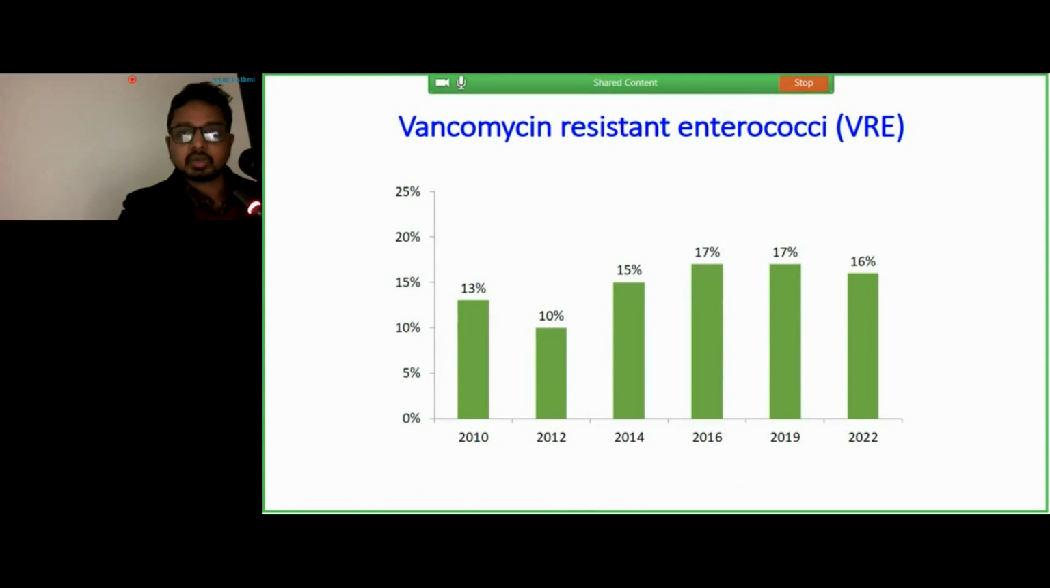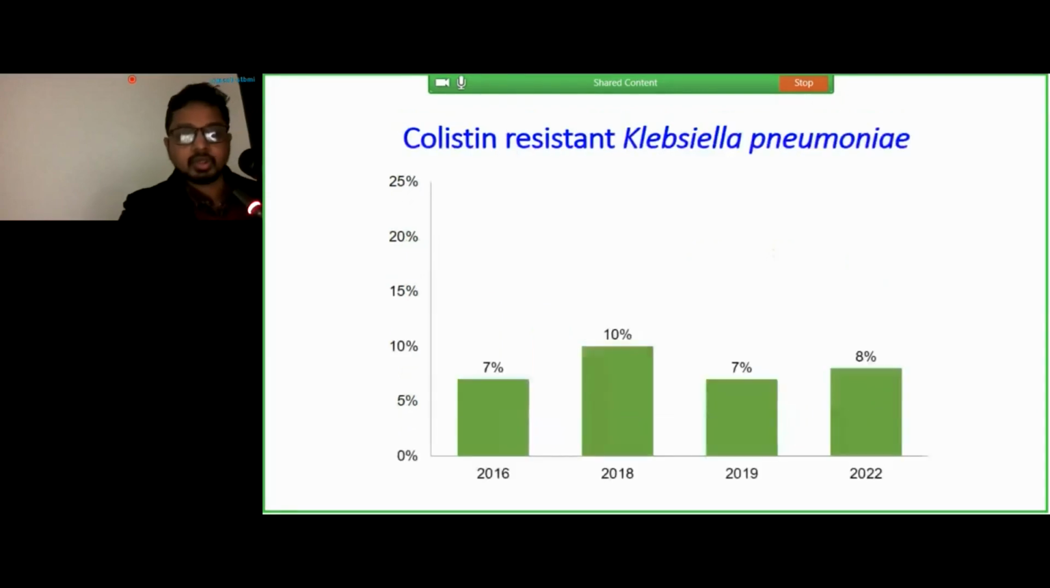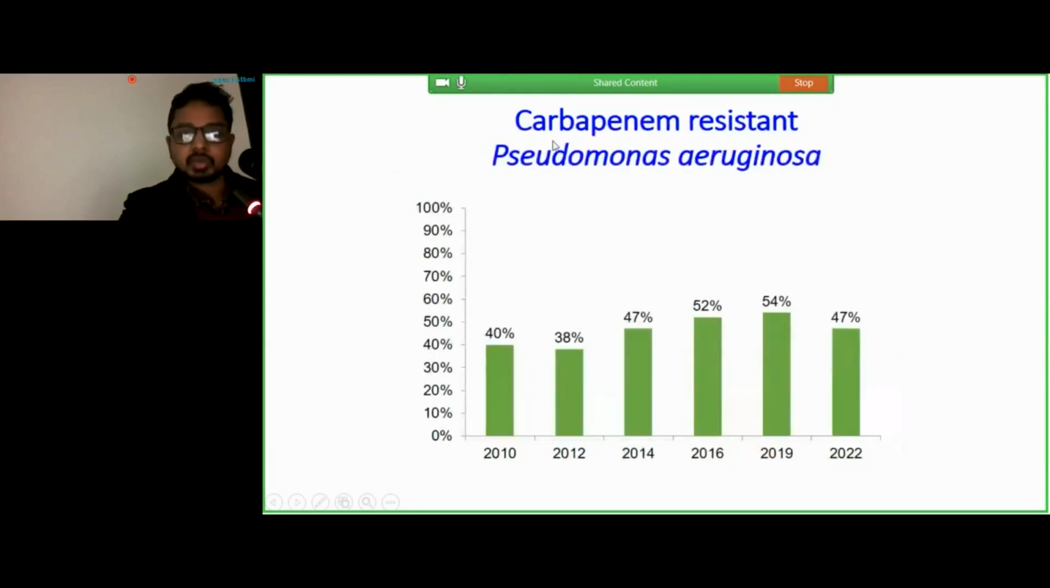The vancomycin resistant Enterococcus species is also more or less stable, around 13% of the resistant cases. It is around 70 for vancomycin that we have encountered. For polymyxin resistant Klebsiella pneumoniae, in 2016 it was 7%, and now we are seeing more. For carbapenem resistant Pseudomonas aeruginosa cases, many are resistant to the carbapenem.